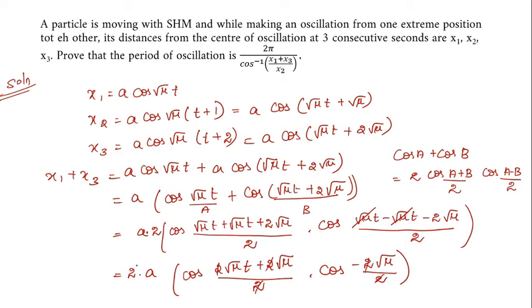Finally you have 2 into A into cos of root mu t plus root mu into cos of minus root mu. So cos of minus theta is cos theta, right? So we can write that as it is.